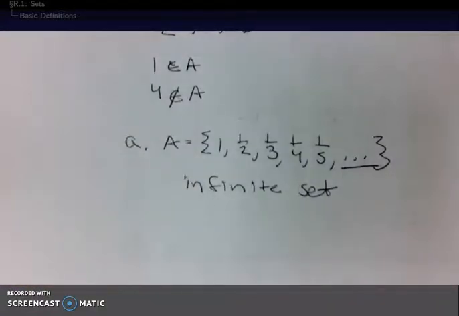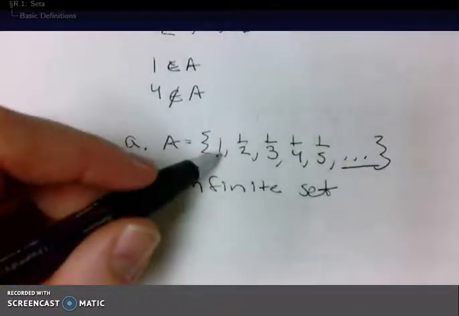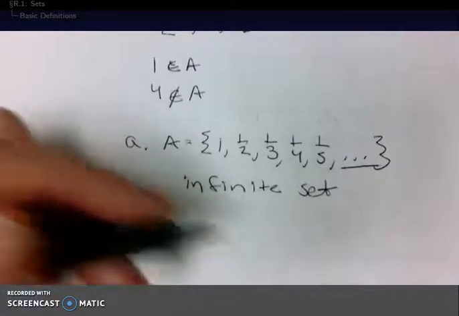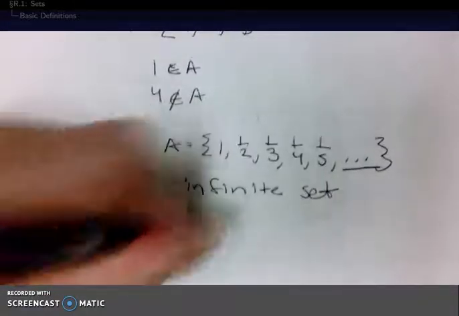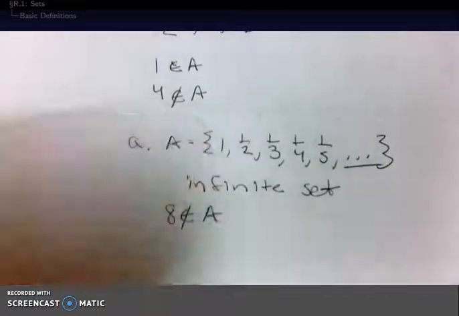And for the second part, we were asked to determine whether 8 is an element of this set. Since we can't write 8 as 1 over some natural number, 8 is not an element of my set A.